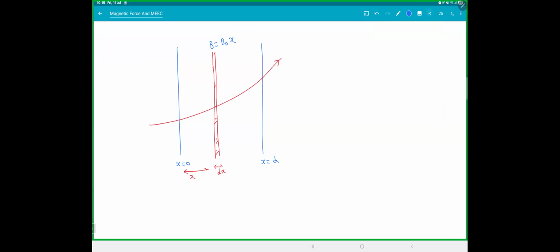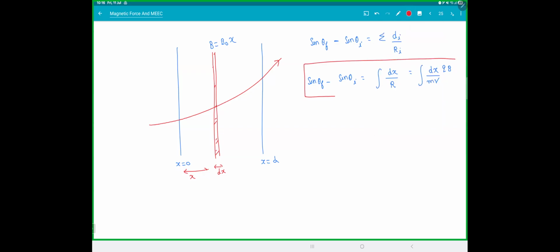So if you look at our formula that we derived, sine theta final minus sine theta initial was nothing but summation sigma di by ri. So if I want to integrate this for small angles, then this will become sine theta final minus sine theta initial. Sigma is replaced by integration, isn't it? And d becomes dx, that is the thickness of the small region, and r is the radius in the small region. This will become dx, r is nothing but mv by qb, where b is changing at every instant, b naught x. There, this is your general formula in case you have a variable magnetic field region.